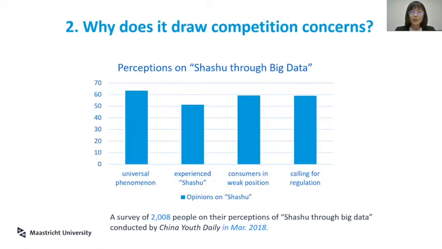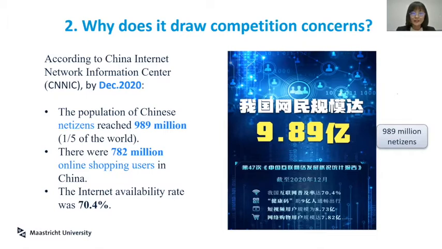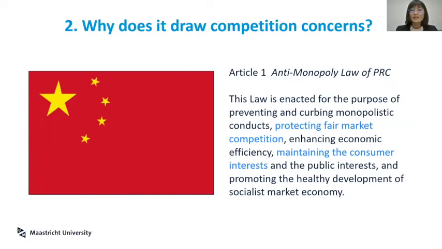A survey of 2008 people shows that more than 50% of them experienced xiashu through big data, a universal phenomenon due to information asymmetry, and they call for regulation. Let's see who they are representing, the Chinese netizens. The population of Chinese netizens reached 989 million, which takes one fifth of the world, with 782 million online shopping users in China by December 2020. It indicates the highly potential risk to consumer interest brought by AI-enabled price discrimination in digital markets. Since the protection of fair competition and consumer interest are the objectives of Chinese competition law, it makes sense to consider, among others, competition law intervention.